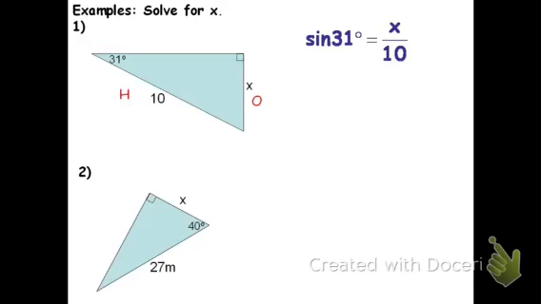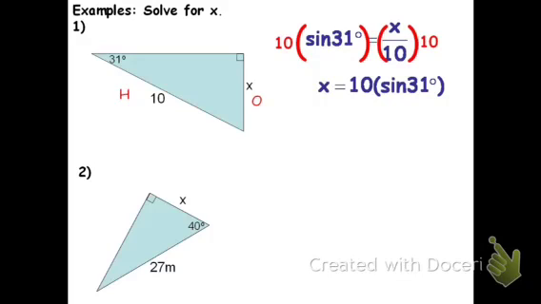Now it's not magic that x is on top. The opposite in the sine function should be on top. In this case, opposite is x, so x goes on top here. To solve the problem for x, I'm going to have to get rid of the 10. Right now this is x divided by 10. The opposite of dividing is multiplying, so I'll multiply both sides by 10. And I get x equals 10 sine of 31.